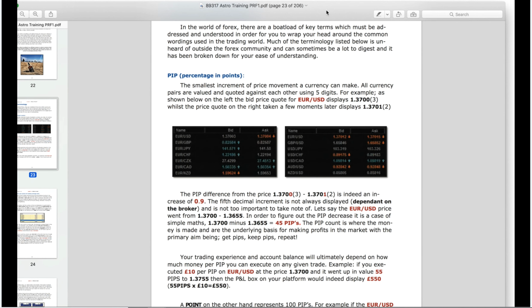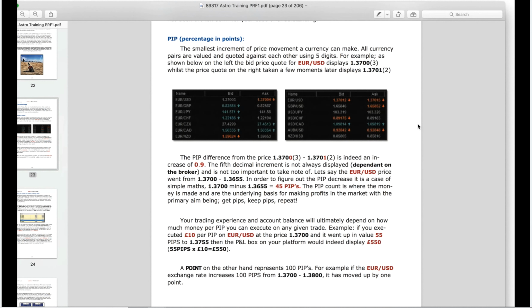Pips. I'm on page 23 in the Asher Effect book. Now, pip stands for percentage in points. There's a few examples in here. These were sourced from NetDania, which is an online trading platform. And as you can see, we have bid and ask. Bid and ask is important, so I'll get into that in a moment, but we can also see that the quotes actually go to 5 decimal places. So we have 1.37003, 1.37004.